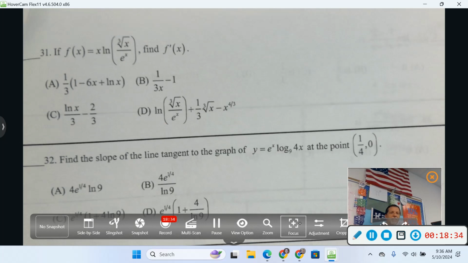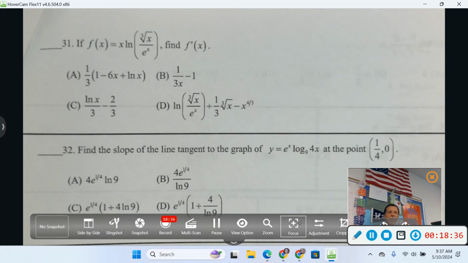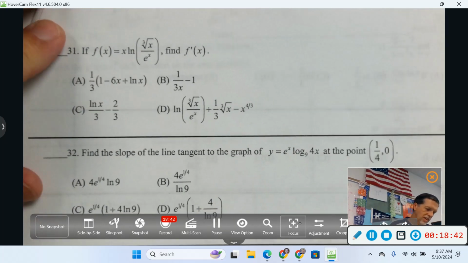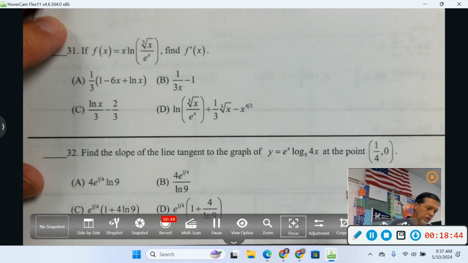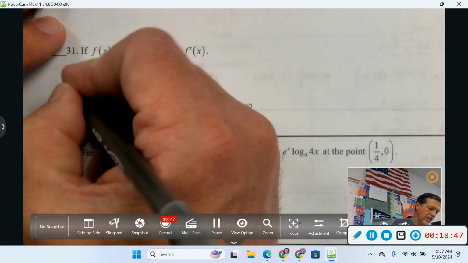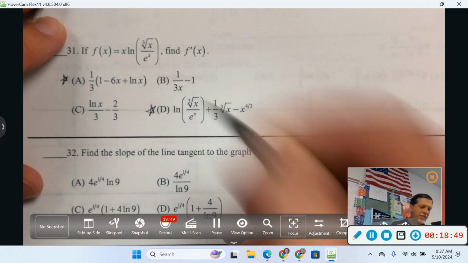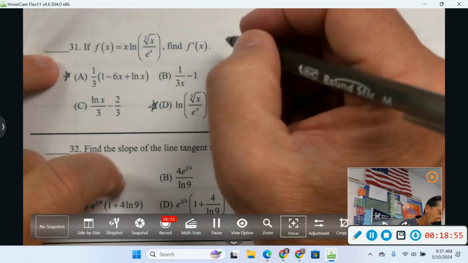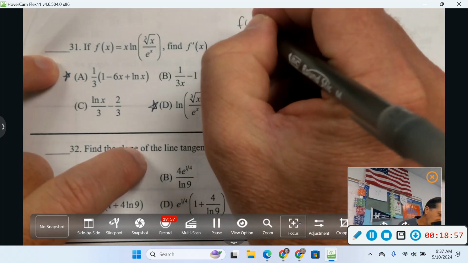Yuck. Although algebra, maybe f prime of x. Well, if we're going with our longer is better, then I'm thinking it's either A or D. Surely it's not B or C, but let's see what happens here. I think I want to algebra this thing first.